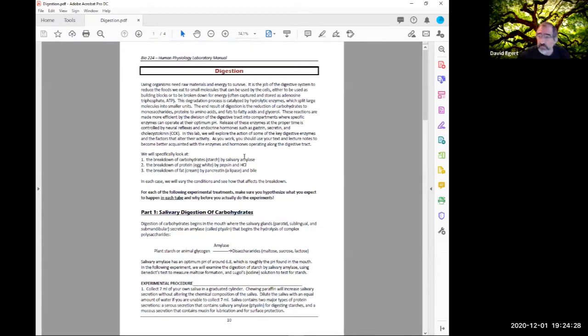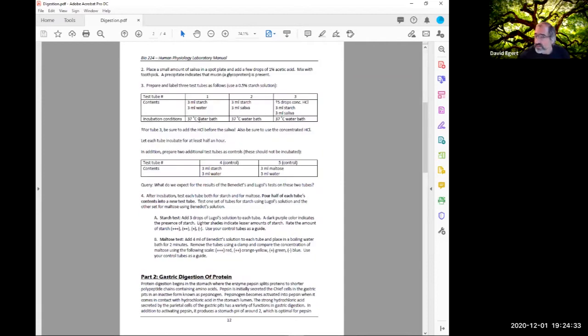So this is just your lab manual. What you're going to be doing in a few moments with your breakout rooms is, for each tube, for each of these 3 sections, you are going to have to come up with a hypothesis about what you're going to find. So test tube number 1 here, this is for the carbohydrate. It's starch and water sitting. Why is it sitting at a 37-degree water bath?